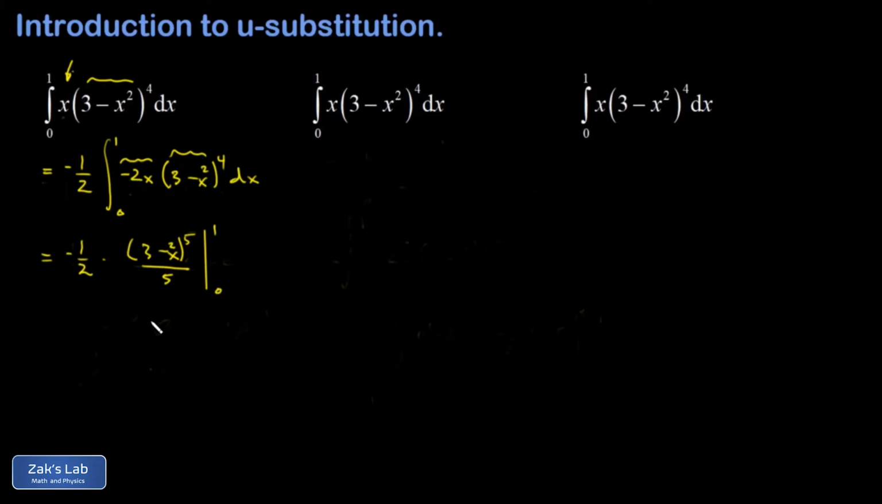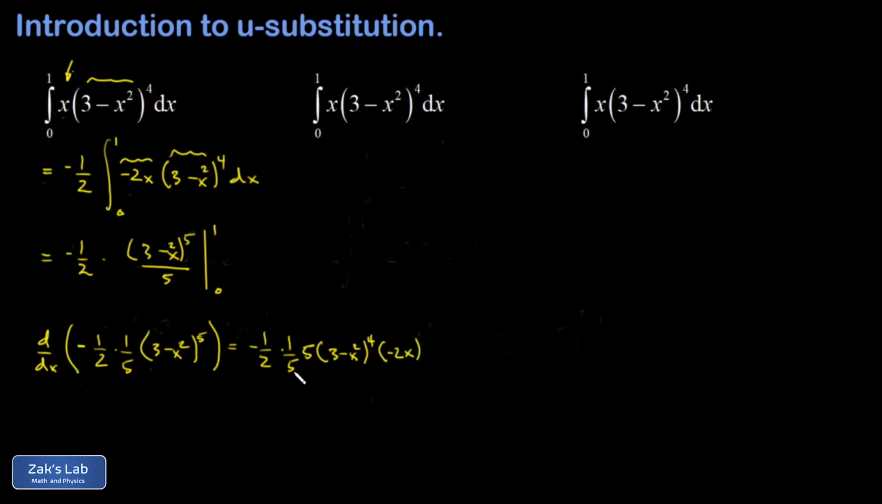Now, before I do the evaluation, because this is an informal method, I'm going to check that that antiderivative actually made sense. So if I differentiate that thing, move the 1/5 out in front there, it would give me a negative 1/2 times 1/5, and then differentiating 3 minus x squared to the 5th with respect to its interior, I get 5 times 3 minus x squared to the 4th. That's the power rule for derivatives, multiplied by negative 2x. That's the chain rule. My 5's cancel, my negative 1/2 and my negative 2 cancel, and I'm left with an x times the quantity 3 minus x squared to the 4th. So we've done everything correctly.